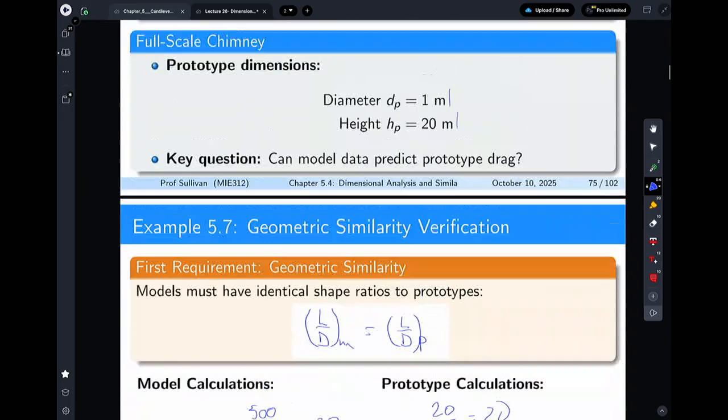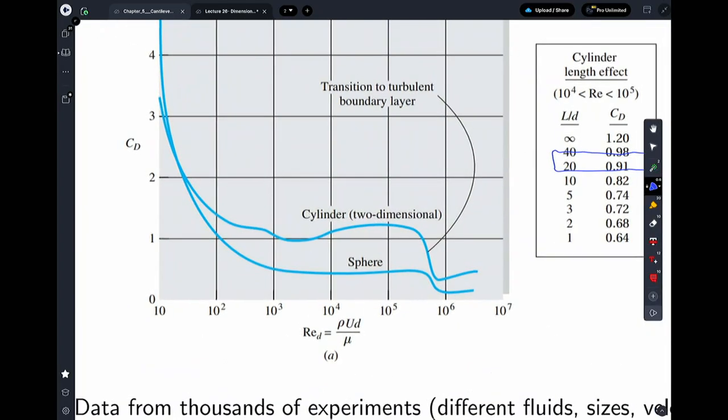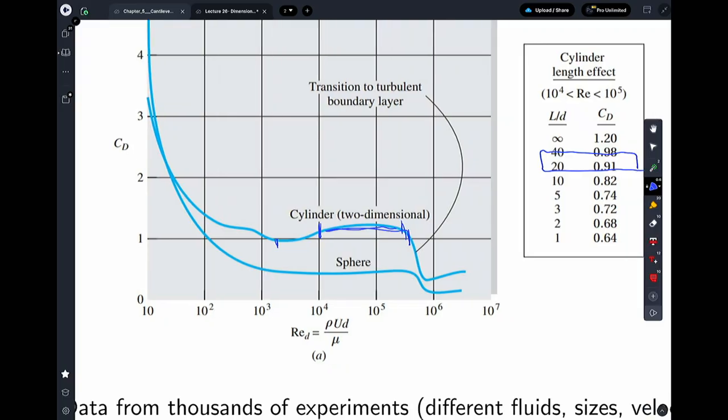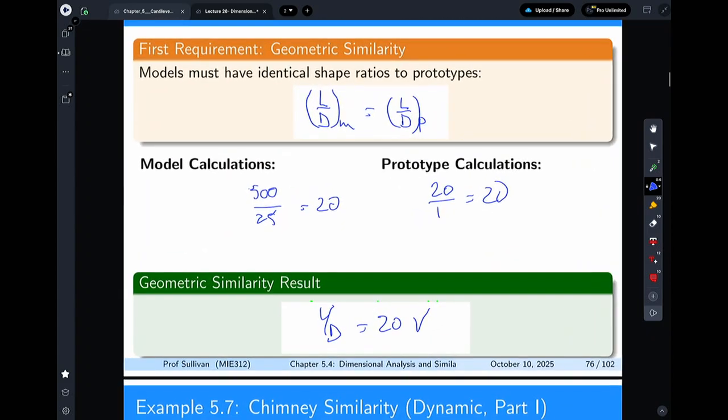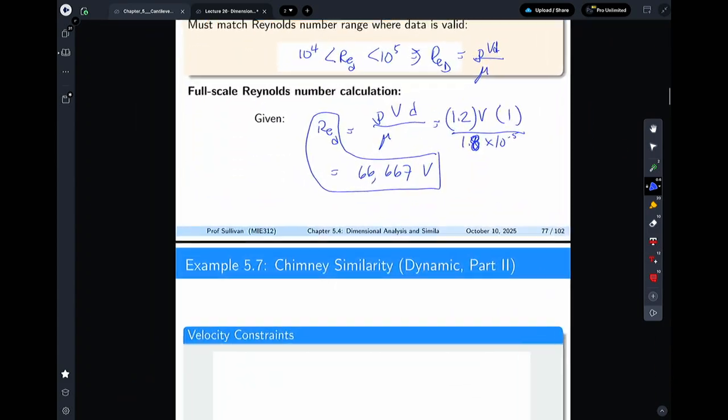And if I go back to this image over here, this is where I'm saying, hey, I can probably get away with something in this range right here, because it's flat. So C sub D for my model, if it's in that range, will fit C sub D for the prototype in terms of its behaviors. But it's a very tight sort of range to go over.